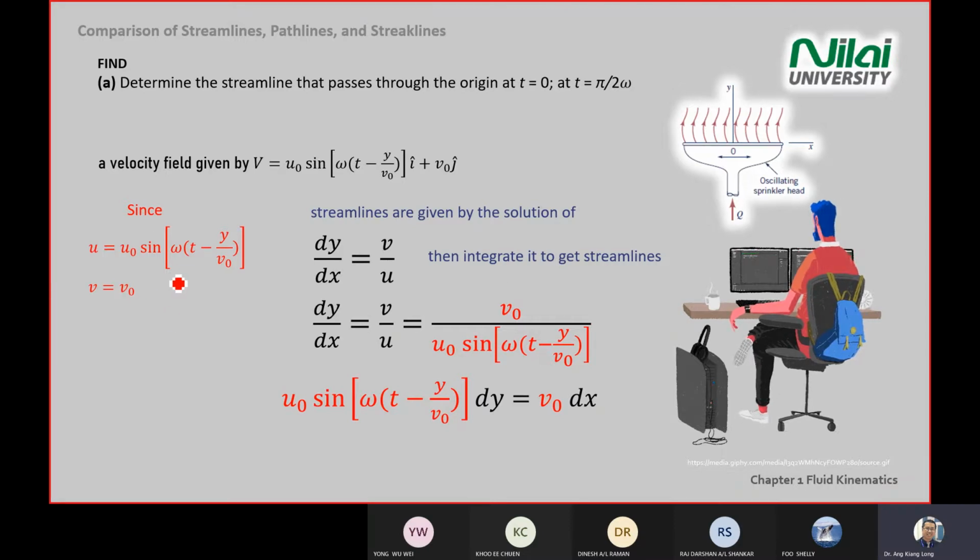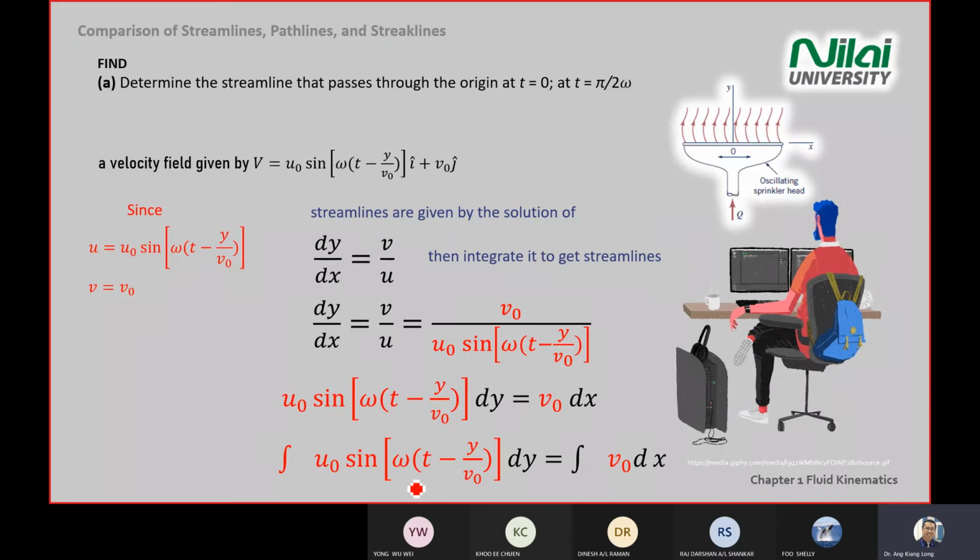Okay, up to this stage, we already arrived at one linear equation. Then we start to integrate. So what I mean by integrate? You put in the integrate sign on the left hand side and also the right hand side. So you integrate the left hand side, you integrate dy, means you focus on the y term.